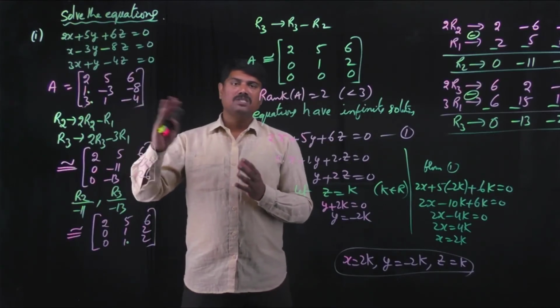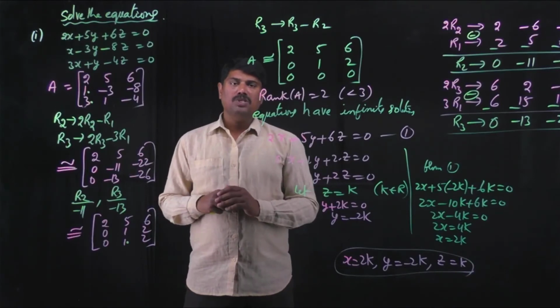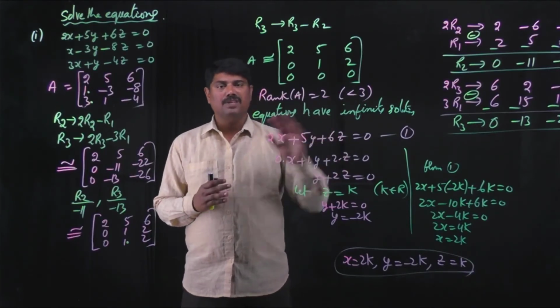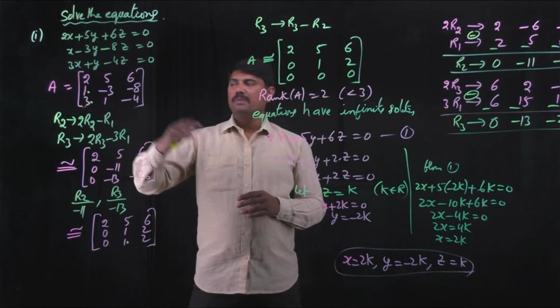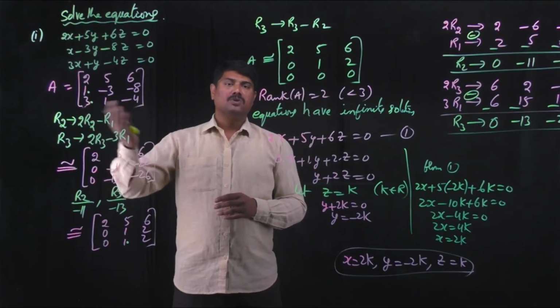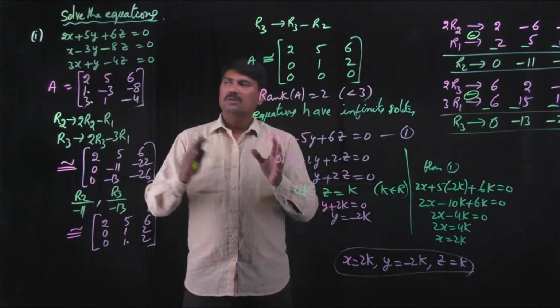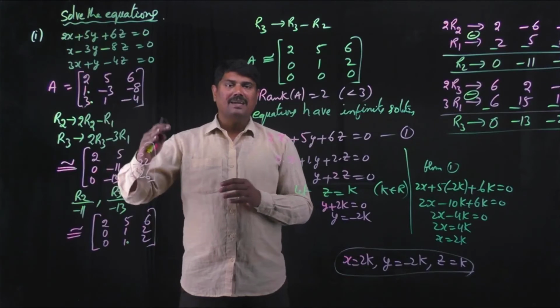Given homogeneous equations have a non-trivial solution. A non-trivial solution indicates rank is less than 3. Rank less than 3 means the given coefficient matrix is singular, so its determinant will be 0. These are the points to link: solution, rank and determinant.